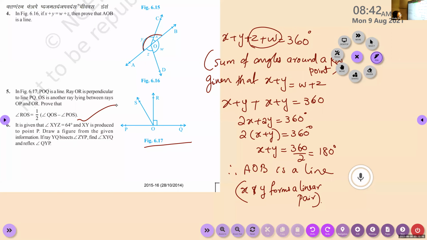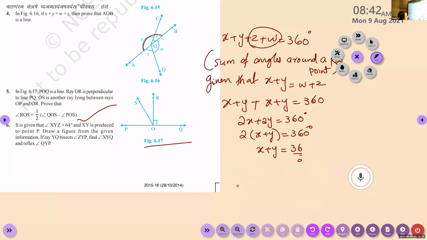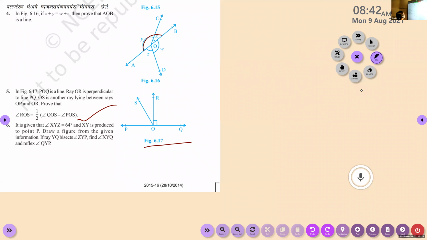Fourth one, can I drop over, all of you? No. Fifth question. POQ is a line. OR is perpendicular to line PQ. Ray OR is perpendicular to PQ, and one more ray OS lies between OP and OR. Over? Have you all written? Yes, yes. Okay.